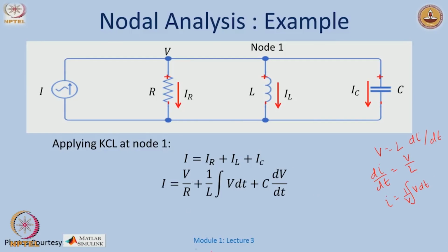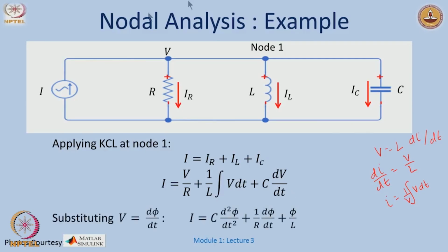And finally, the current through the capacitor is C dV by dt. Okay, what else do I know? I already know that V is simply d phi by dt, which means the current now can be written as C d square phi by dt square, this term, and across the resistor I have V over R. What is V? V is d phi by dt. So, I have 1 over R d phi by dt, and across the inductor that will simply be phi over L, right.